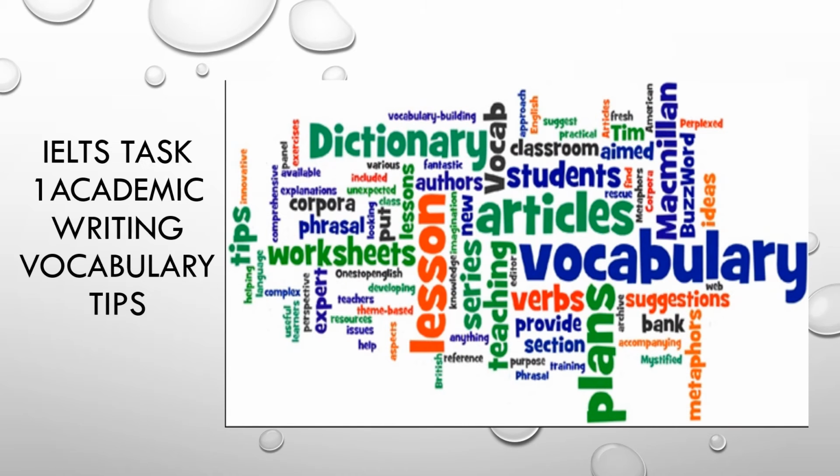Hi students, let's talk about IELTS Task 1 Academic Writing Vocabulary Tips. IELTS Academic Writing Task 1 requires you to use several vocabularies to present the data given in a pie, bar, line, mixed graph, or to describe a process or a flowchart. Being able to use appropriate vocabularies, presenting the main trend, comparing and contrasting data, and presenting the logical flow of the graph ensure a high band score in your academic IELTS Writing Task 1.